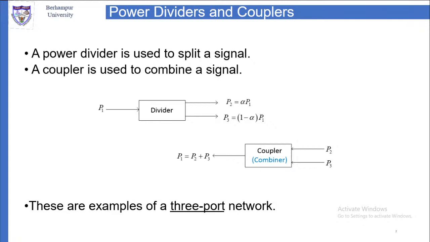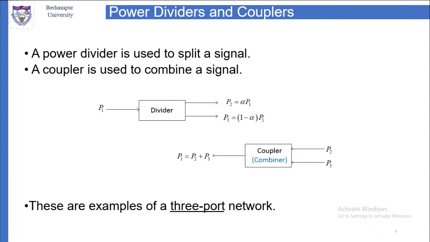The opposite of the divider is the coupler. So suppose you have two input ports, P2 and P3 are two input ports. There we give power, then at P1 we get the output. Then P1 will be equal to P2 plus P3, if P2 is the power at port 2 and P3 is the power at port 3. Then it is called a coupler or a combiner. So a coupler is used to combine different signals, whereas a divider is used to split a signal into two parts.